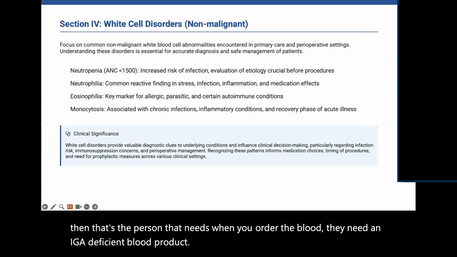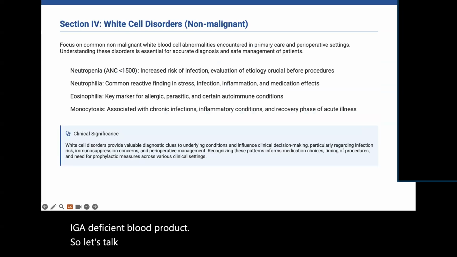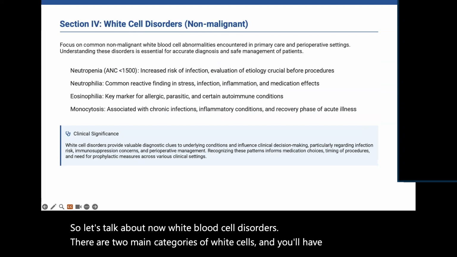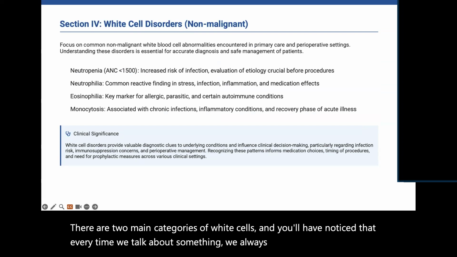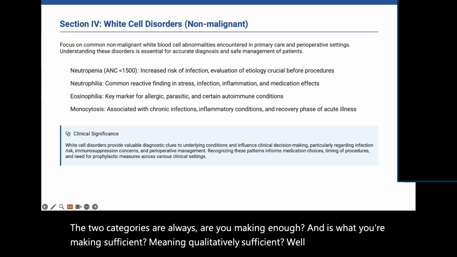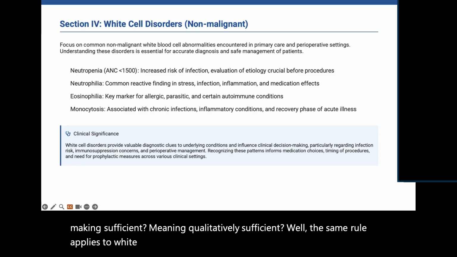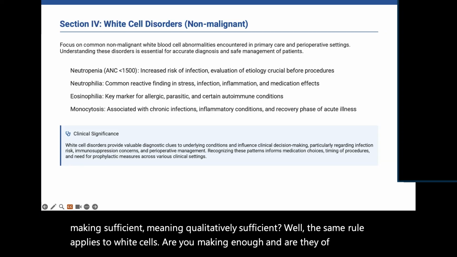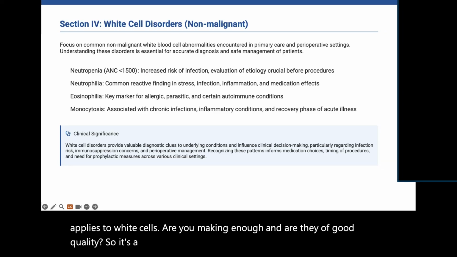Okay. So let's talk about now white blood cell disorders. There are 2 main categories of white cells, and you'll have noticed that every time we talk about something, we always say there's 2 categories. The 2 categories are always, are you making enough, and is what you're making sufficient, meaning qualitatively sufficient? Well, the same rule applies to white cells. Are you making enough, and are they of good quality? So it's quantity versus quality.